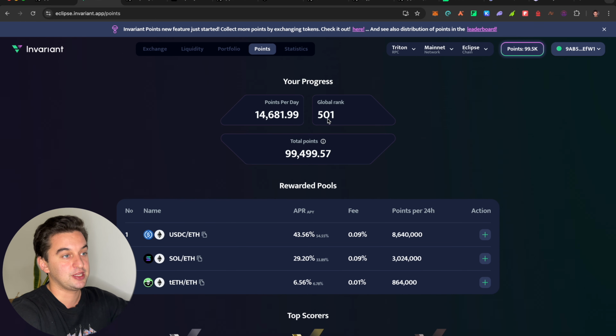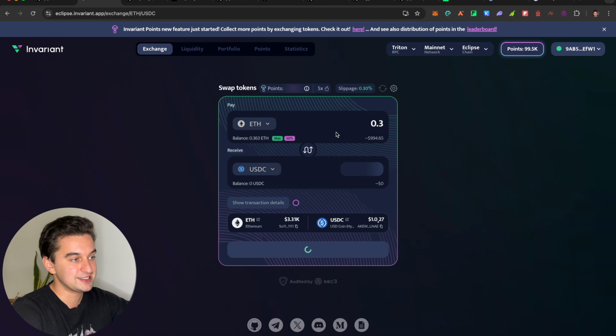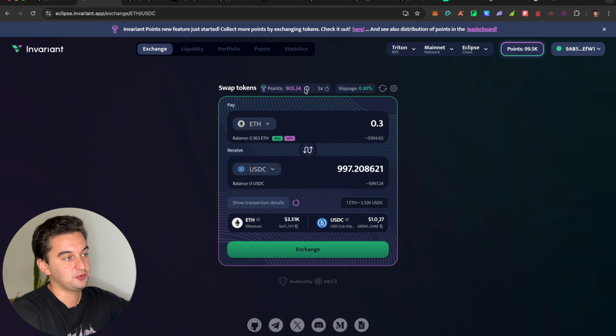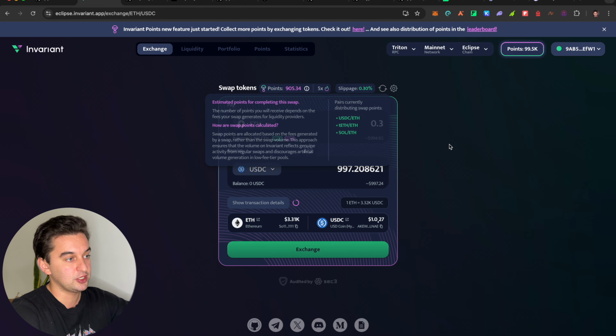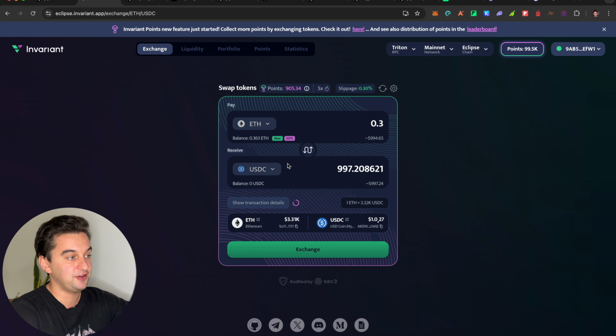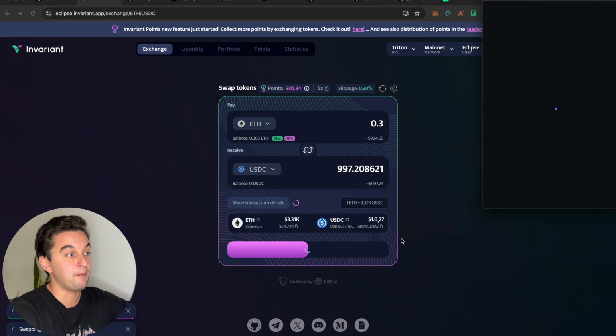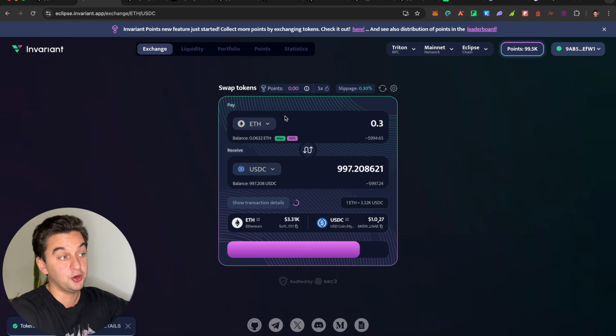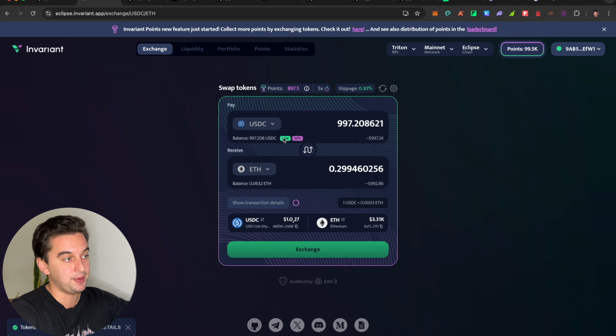by providing liquidity, you earn points per day with the total points, as well as going over to the exchange and swapping, for example, Ethereum for wrapped ETH or USDC, as we see over here. You have the possibility to go and earn the tokens with also a multiplier. The points are given out depending on the fees that you pay. So it's a fees based future airdrop.